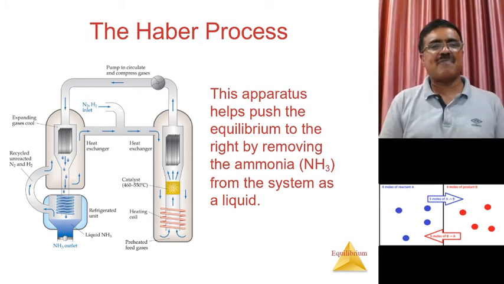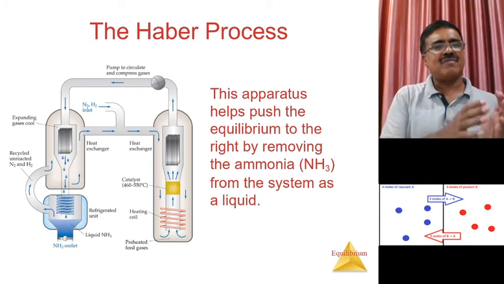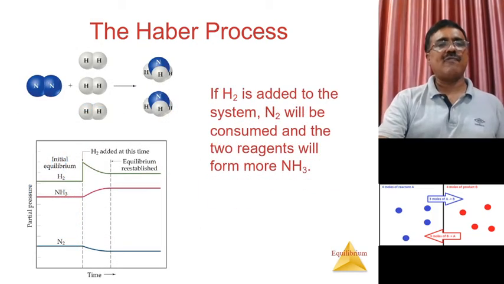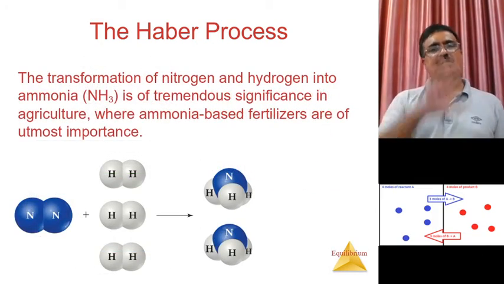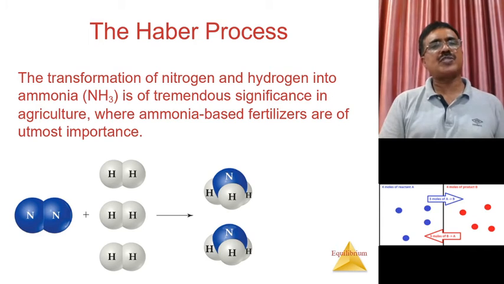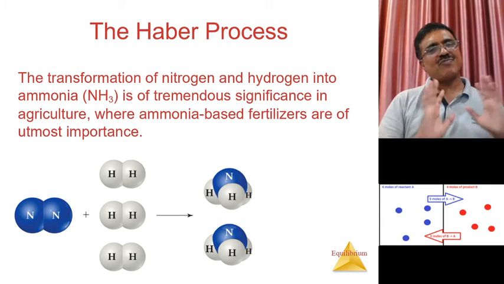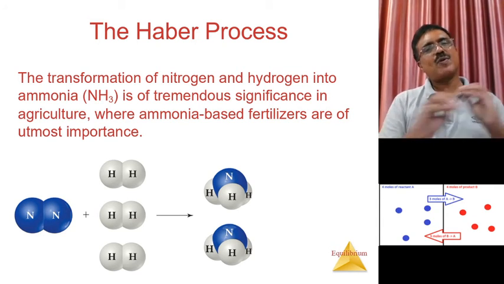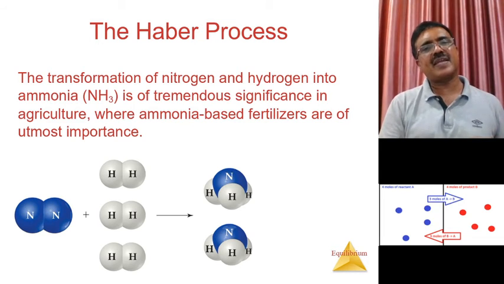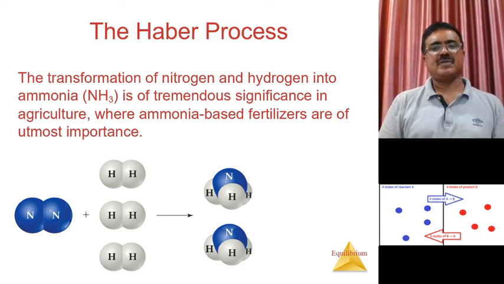Then we can come to the effect of pressure. Here we can see that we have 4 moles of reactant giving us 2 moles of product. So if you increase pressure, what will happen? The number of moles will decrease. In which direction can it decrease? More product can be formed. That is it.